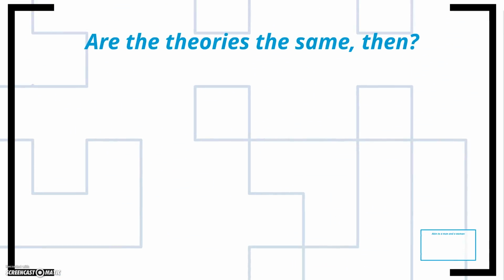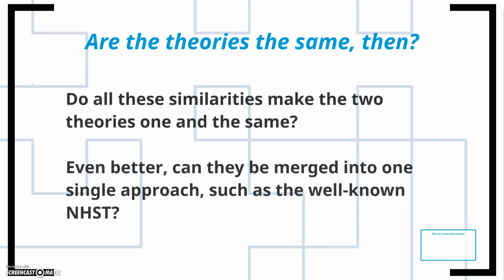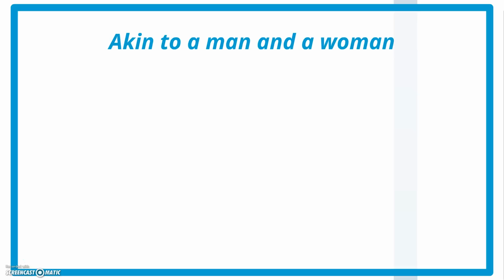So what does this all mean? Do all these similarities make the two theories one and the same? Actually, even better, can they be merged into one single approach, such as the well-known null hypothesis significance testing? Let's look at it from a different perspective. I mean, let's compare a man to a woman.